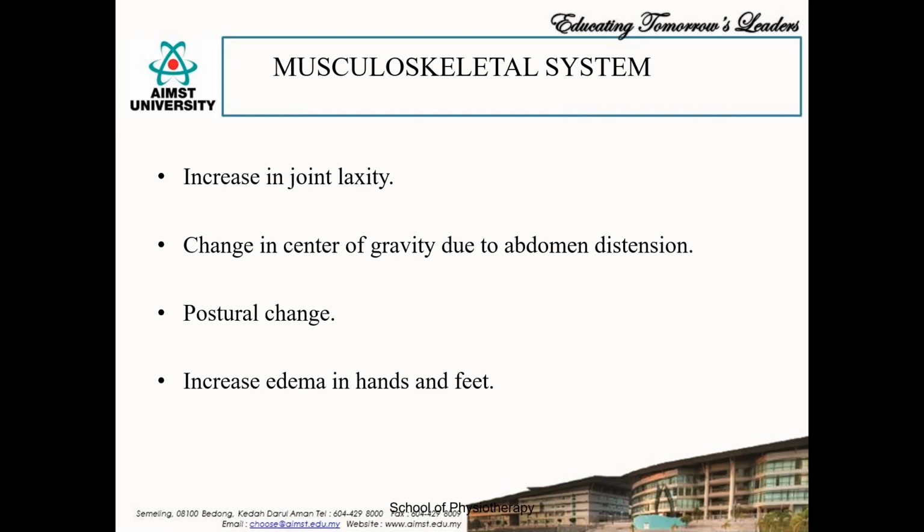Because of these changes, there will be some complications or some discomforts. We will be able to work on the discomforts. We will play a major role in the discomforts, and we will help them to overcome them. But with complications, we may not have much role.